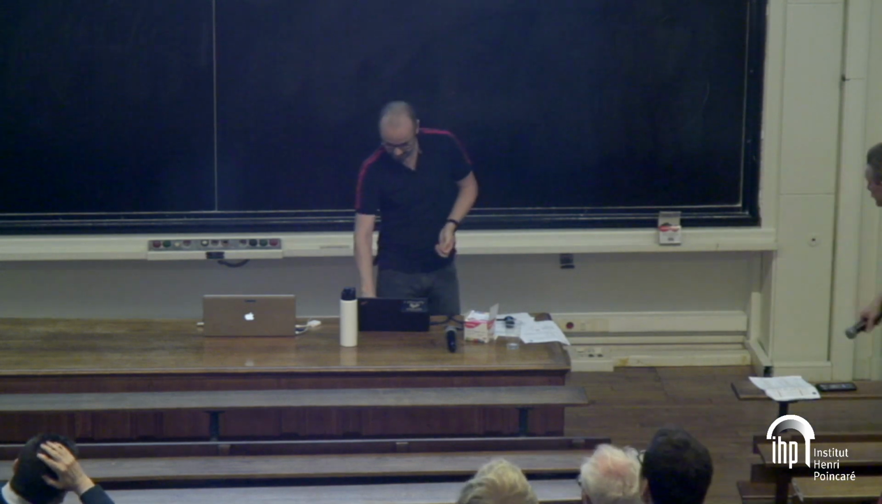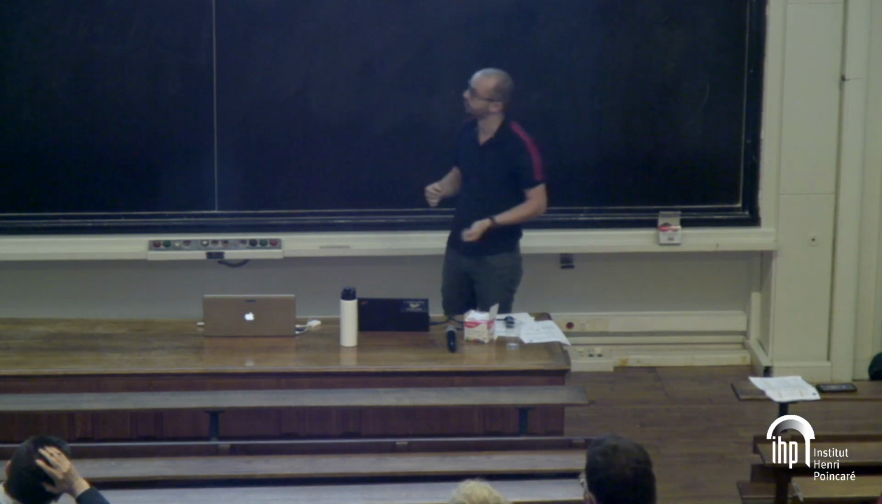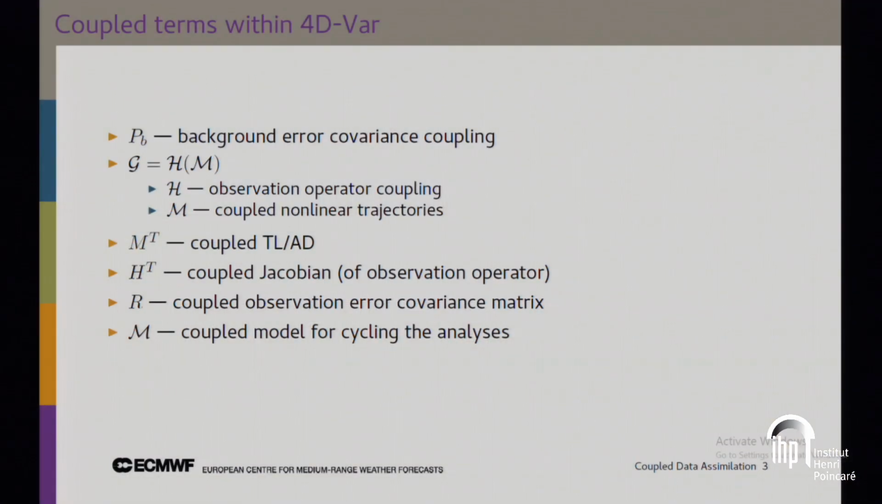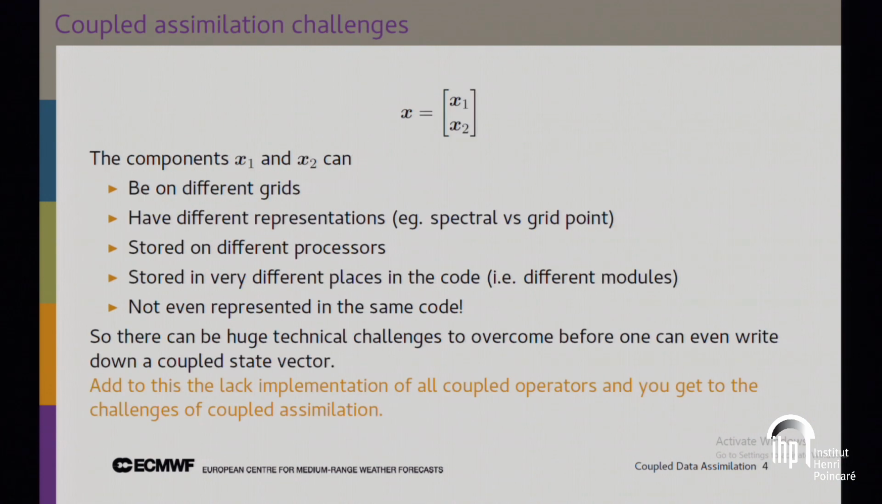And then also what's important is that when we cycle our 4D-Var, we use this bottom equation, and if that is coupled, then we have a coupled model which is going to cycle our analyses. Sorry, drop back in. So then just some technical challenges.